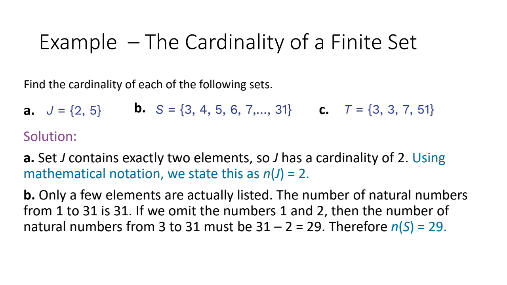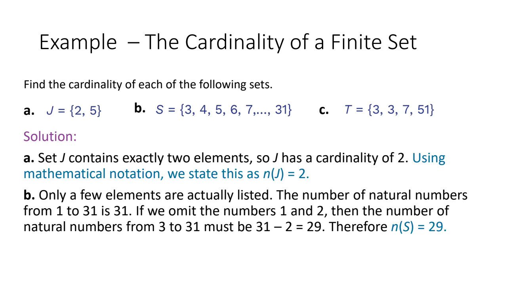If you add the elements that are missing, you can know what the total is, and then you subtract those ones that are missing. So the cardinality of the set S, which is n(S), is 29 because there's 29 elements or objects, or in this case, numbers. There's 29 numbers in that set.